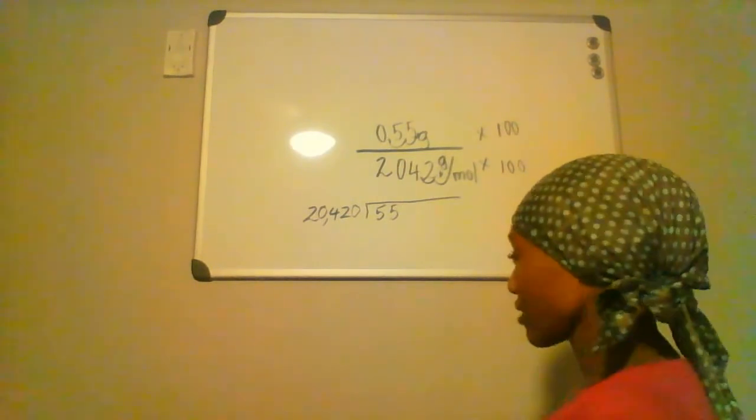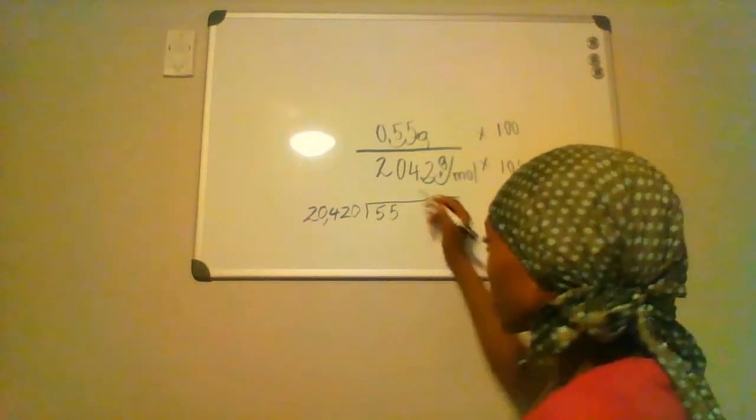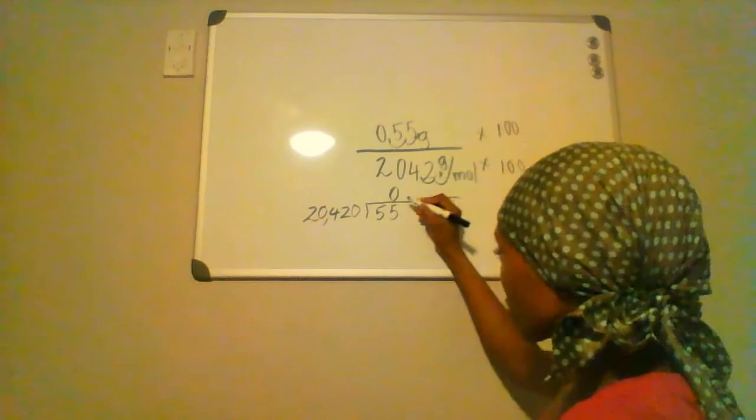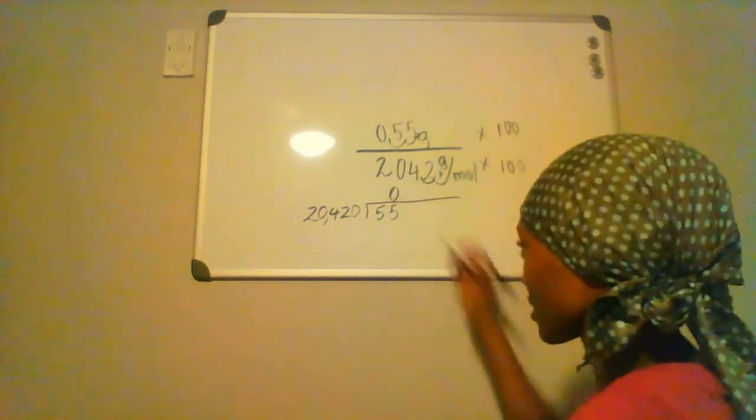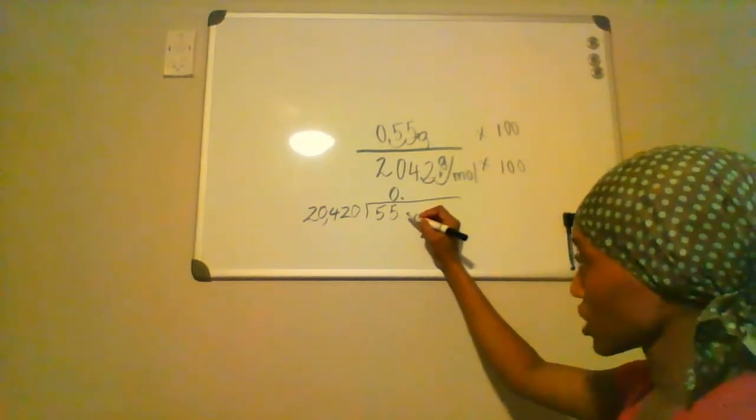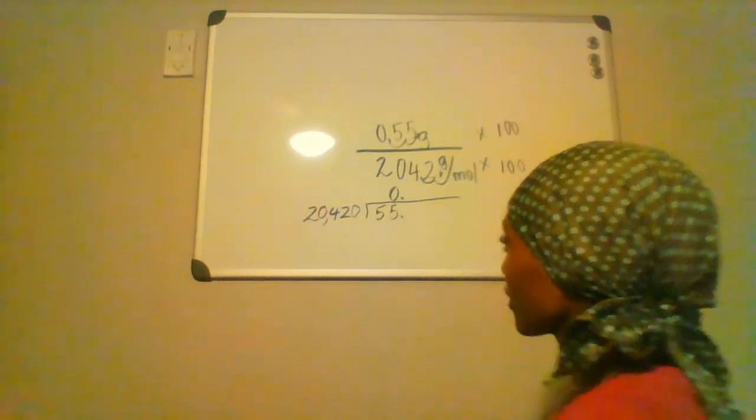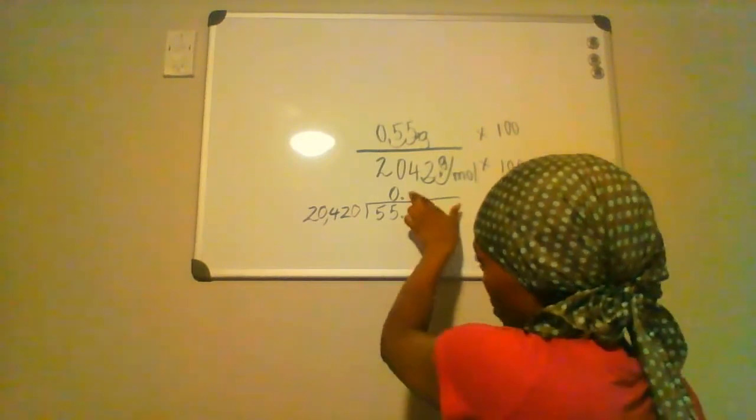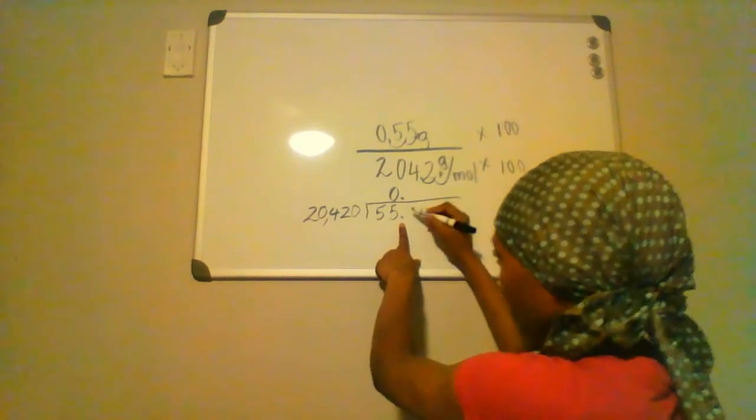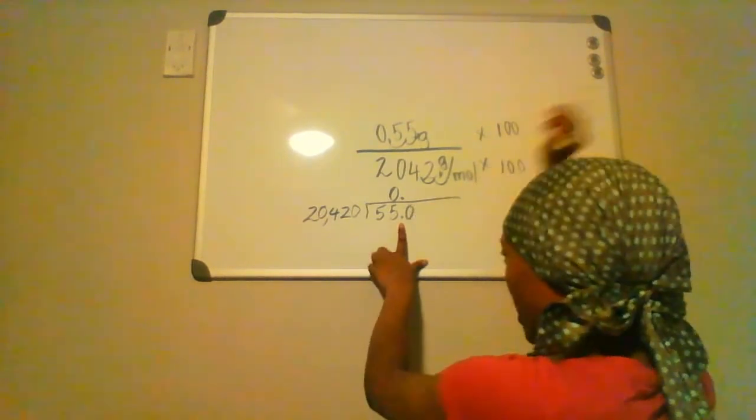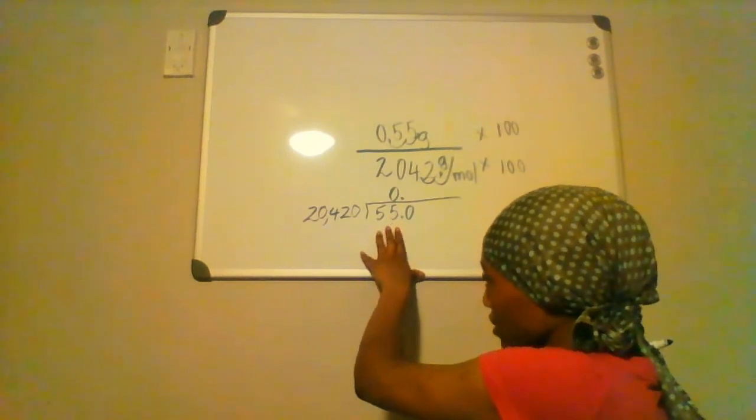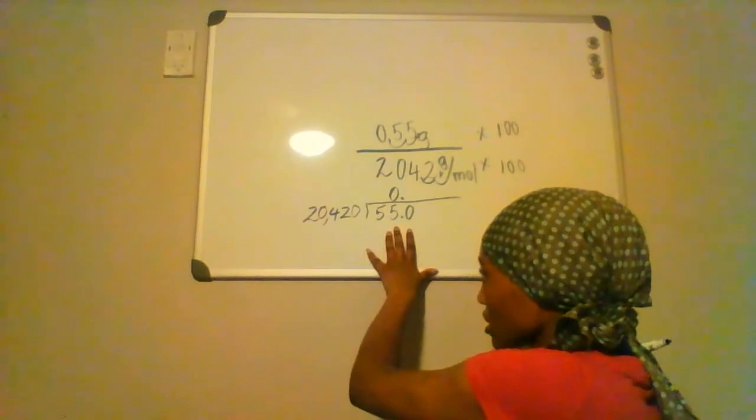So my first question to you is, how many times can 20,420 go into 55? And obviously the answer is 0. All right, so I'll implement the 0 there as a placeholder and also a decimal place, because we know that we have to continue onward with our solution. So I put a decimal place in the quotient and also in the dividend. Now I'm going to implement an imaginary 0 in the dividend so that I can figure out the answer to this.